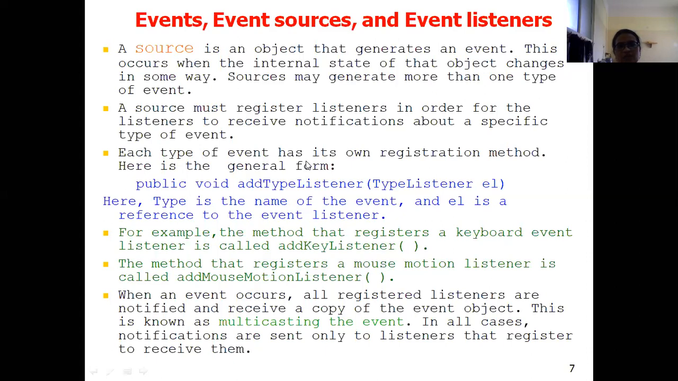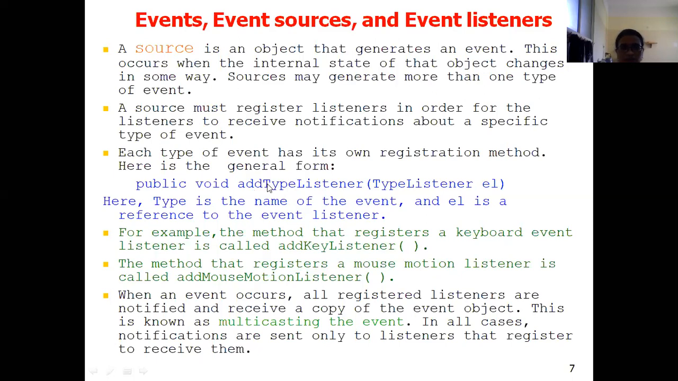And each type of event has its own registration method. This is one registration method, and it is very important. They may ask you to write a note on add listener. So it is public void add type listener, where type is the type of event you are carrying further. It may be a mouse event, keyboard event, anything.